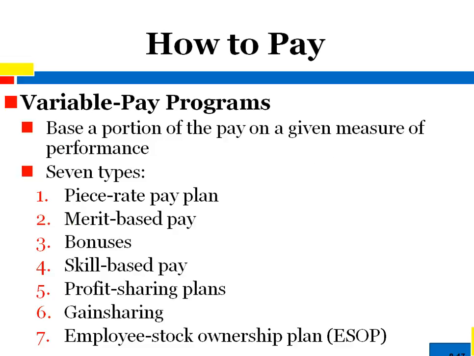So how to pay? What's the best way to pay employees? Based on a portion of pay measured to performance. So there are several types of variable pay programs, which include, one, the piece rate plan. If you think about the piece rate plan, you're getting paid by piece. So you're getting paid for every shirt you sew or for every product you finish assembling.